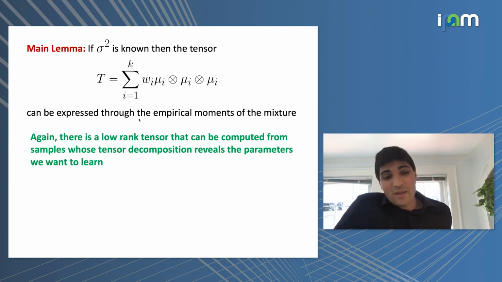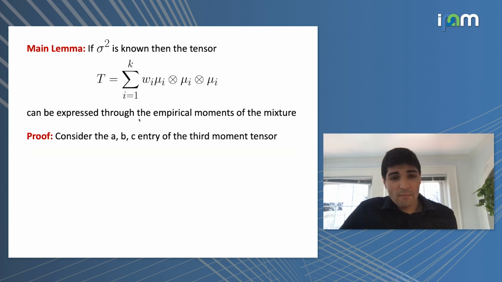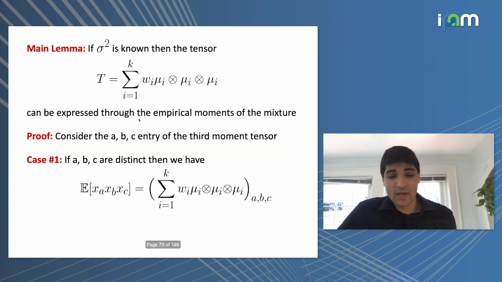And the idea is the same thing as before. There is some low rank tensor, it won't be quite as straightforward as last time, that I can compute from samples whose tensor decomposition reveals the parameters of a latent variable model provably. So what I'm going to do is let's just look at this tensor I want to construct, T, on the left-hand side. Let's look at the ABC entry of it.